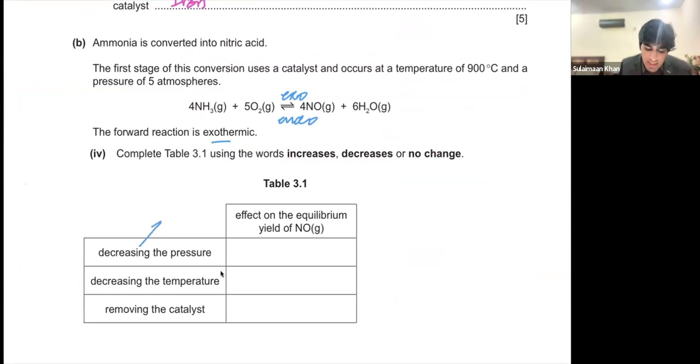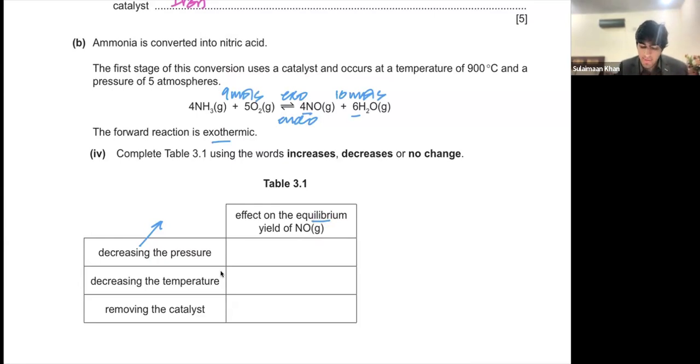What happens when you decrease the pressure to the equilibrium? What is the effect on equilibrium and the yield of NO? Come on. Decrease in pressure favors more moles of gas. You have 9 moles here, and you have 4 plus 6. You have 10 moles here. So decrease in pressure favors more moles of gas. Thank you.